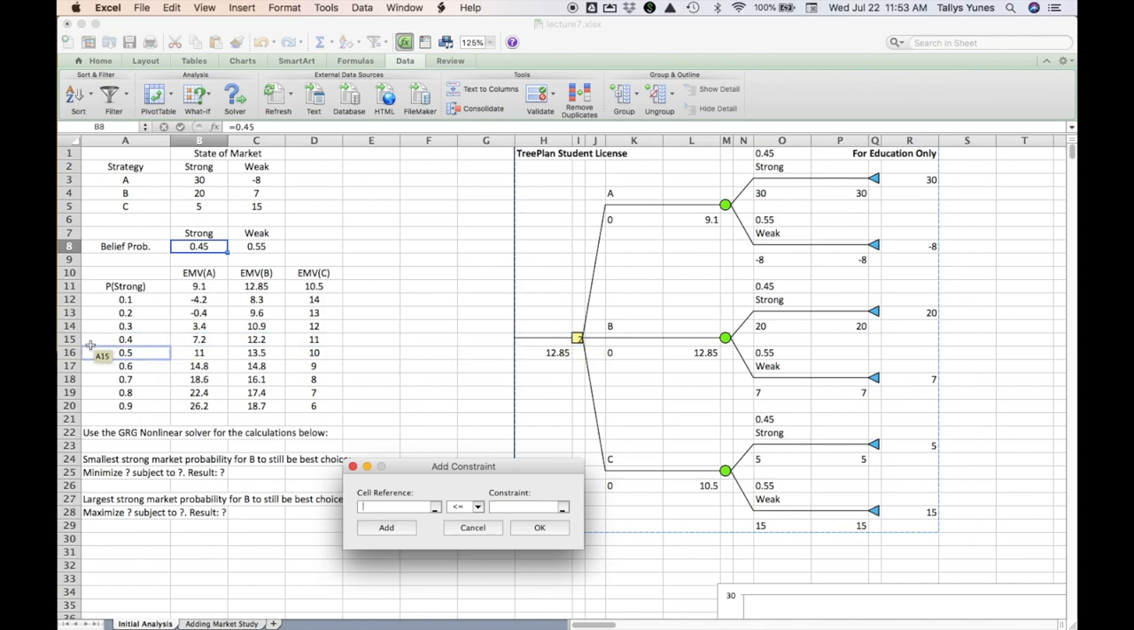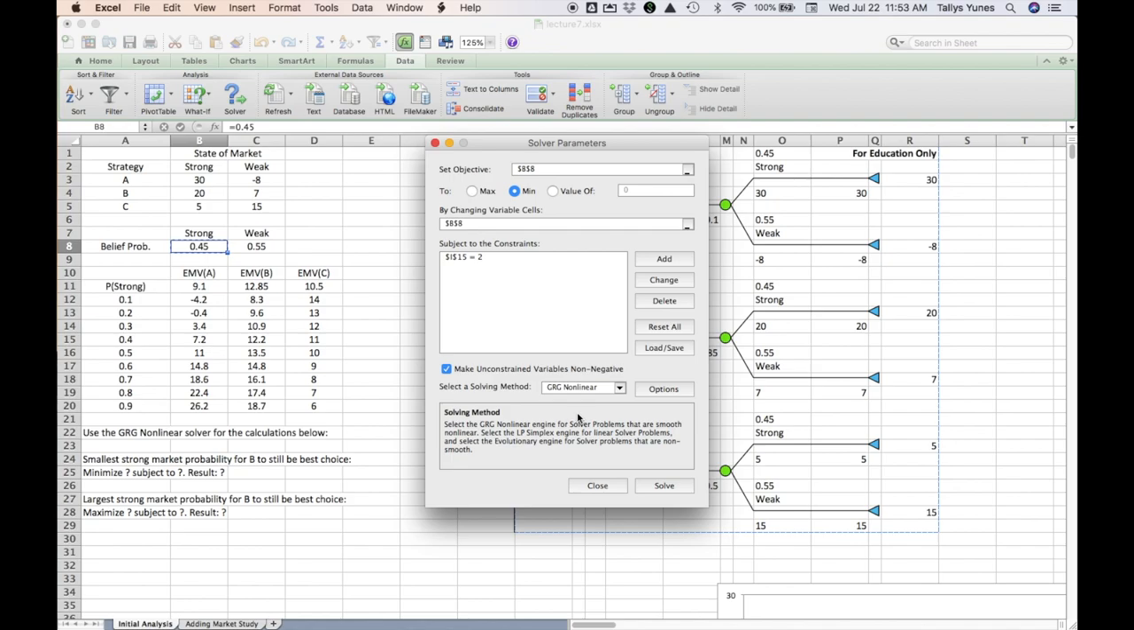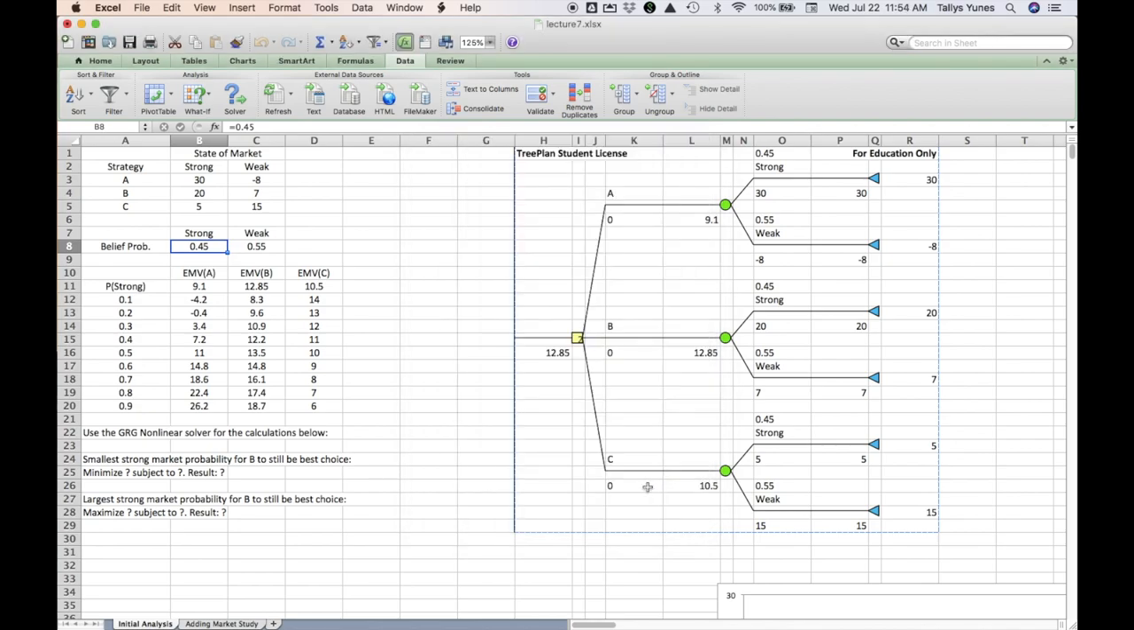cell I-15, where the yellow boxes were. So I-15 will say 2. That is to say, I am still choosing the B strategy. So if I do that, and notice I'm not going to switch this to linear because the tree is not a linear model. So keep this nonlinear. And minimize that, and then let's solve this and see.